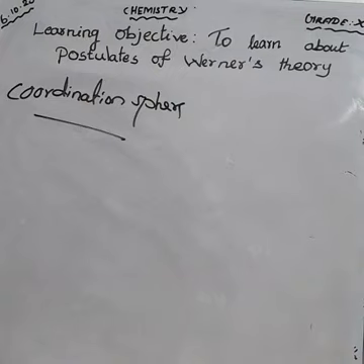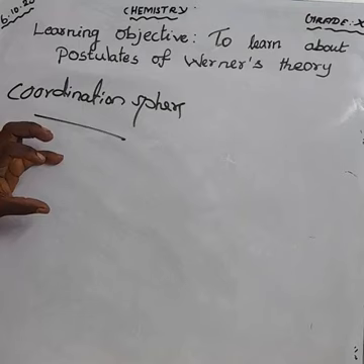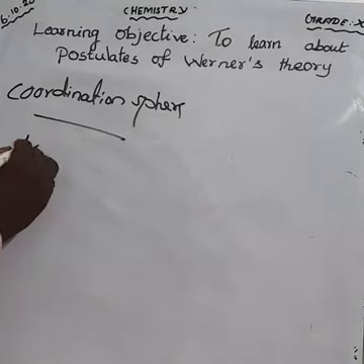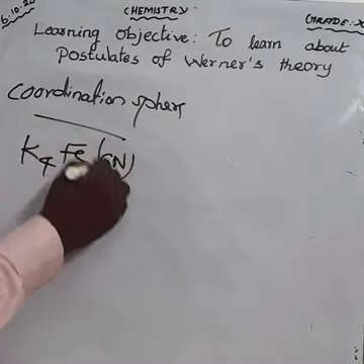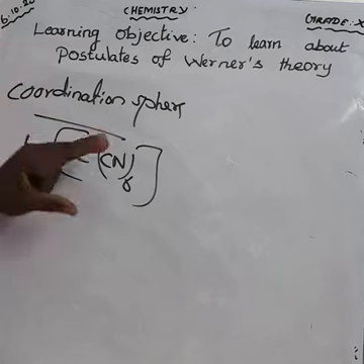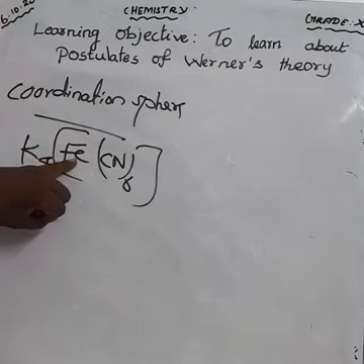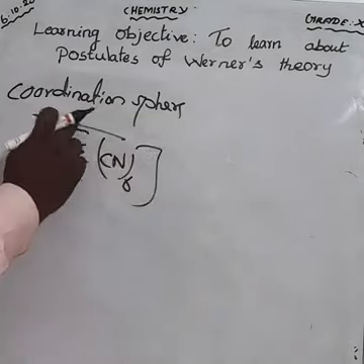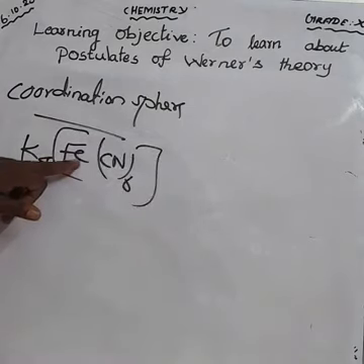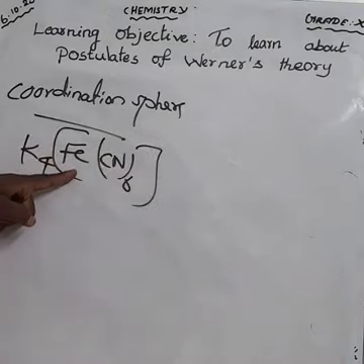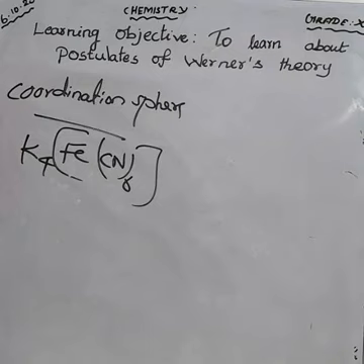First, you learn about the coordination sphere. The complex ion of a coordination compound contains the central metal atom or ion, and the ligand attached to it is collectively called the coordination sphere. For example, K4[Fe(CN)6]. What is the coordination sphere here? [Fe(CN)6] is the coordination sphere, and it is usually enclosed in a square bracket with a net charge.